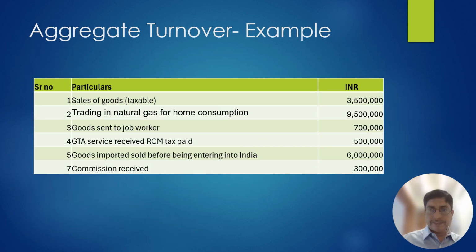Okay, let's see two examples on computation of aggregate turnover. First example: sale of goods, taxable, 35 lakh. Trading in natural gas, this is a non-taxable supply, 95 lakh. Goods sent to job work, 7 lakh. GTA service received, 5 lakh. RCM is paid by the recipient, that is you have paid the RCM. Goods imported, sold before entering into India, this is a high seas sale, 60 lakh. Commission received, taxable service, 3 lakh. Let's see the answer.